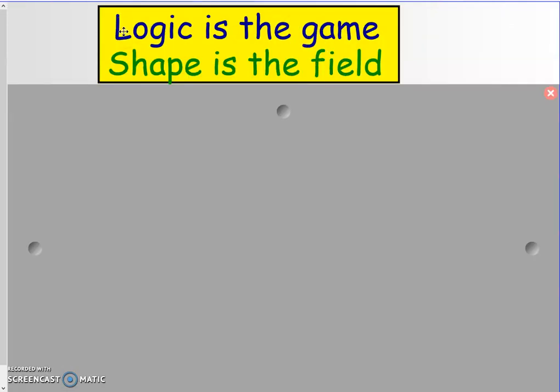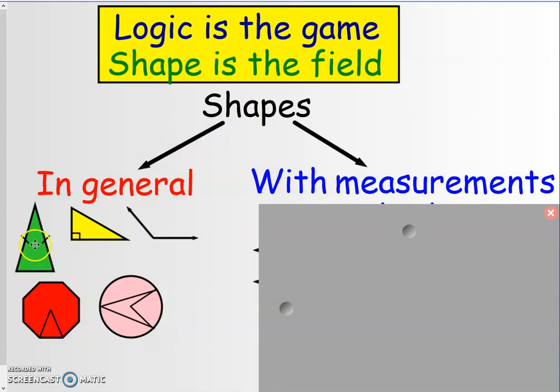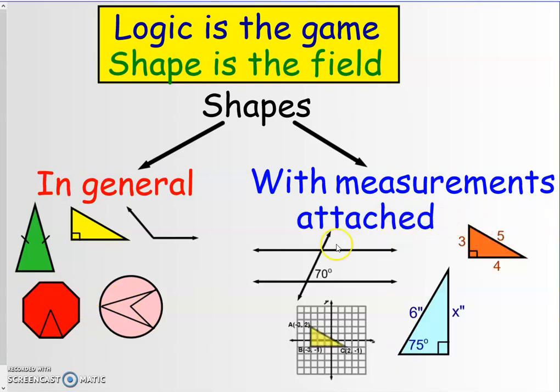Like I said, logic is the game of geometry. Shape is the field of play. So when we go into looking at shapes, there are really two different ways we're going to look at shapes. We're going to look at shapes in general: isosceles triangles, right triangles, angles, circles with different angles inside of them, polygons where we break them up into triangles. But we're also going to look at shapes where measurements are attached.